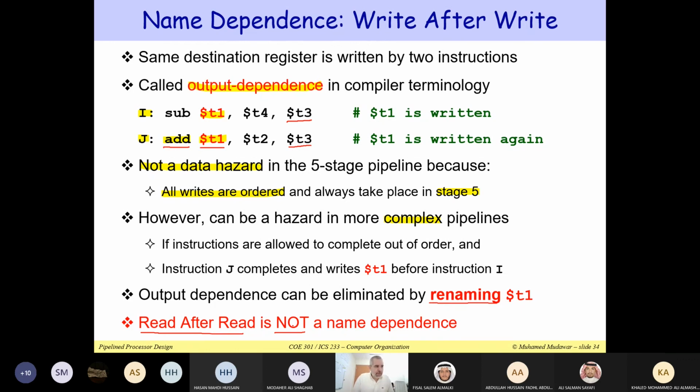Anyways, that's the meaning of name dependence. We don't really have to worry about it in the case of our 5-stage pipeline. The only type of dependence is the true data dependence, the read after write. This is the only type of dependence that we need to worry about. The name dependencies can be eliminated completely with renaming. Use a different register name here rather than using T1. Use, for example, T5. This register here can be renamed. If you use a different register, we have eliminated the dependence completely. The name dependence can be eliminated. It's a simple thing.